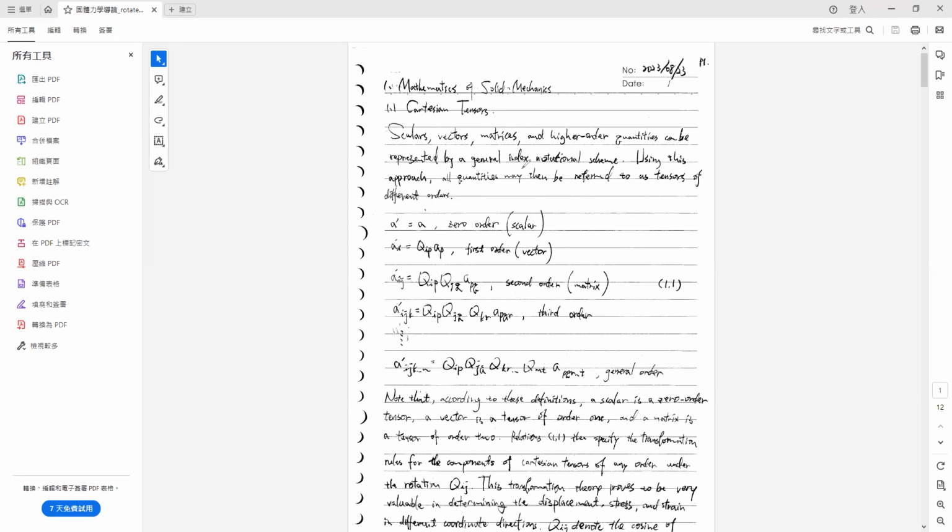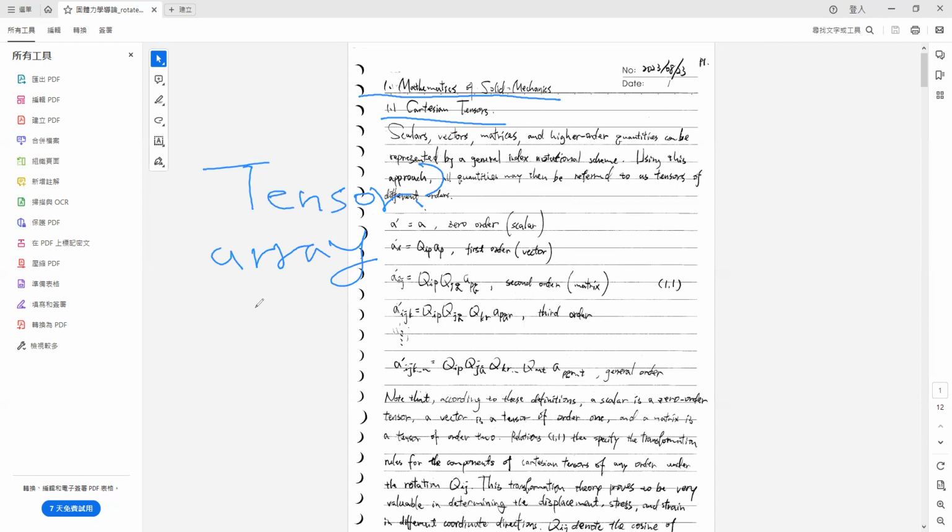So in chapter one, we're talking about the mathematics of solid mechanics. Part one is the Cartesian tensors. So what is a tensor? A tensor is actually a multi-dimensional array. It is used to describe a function with local variables.